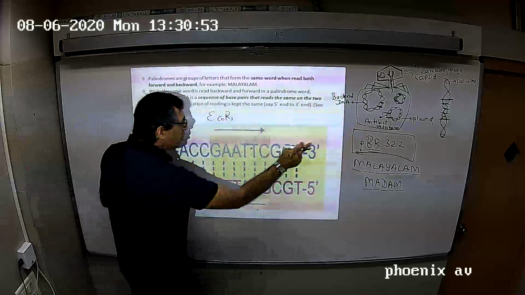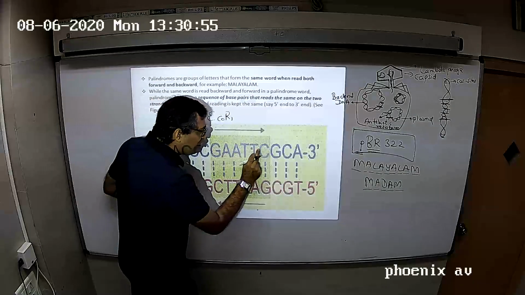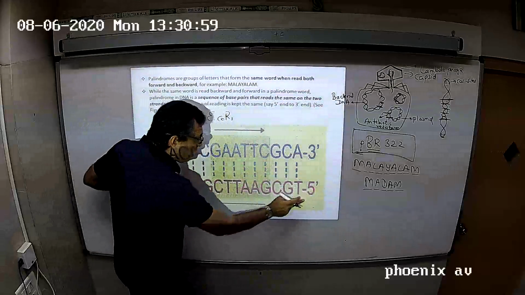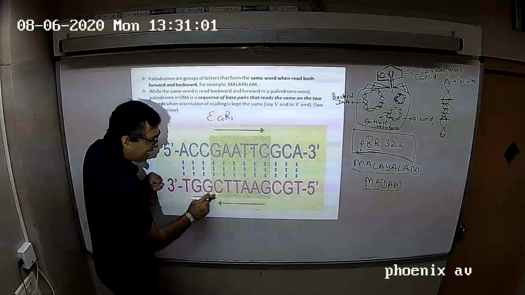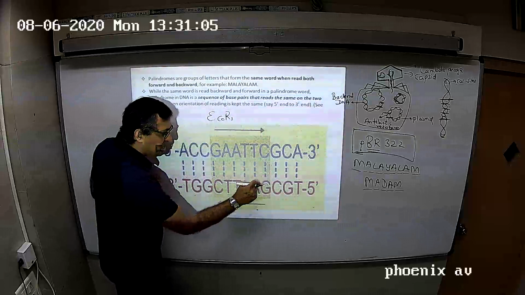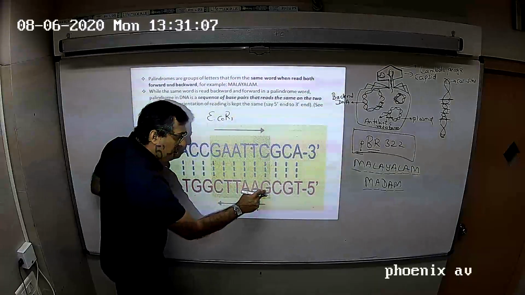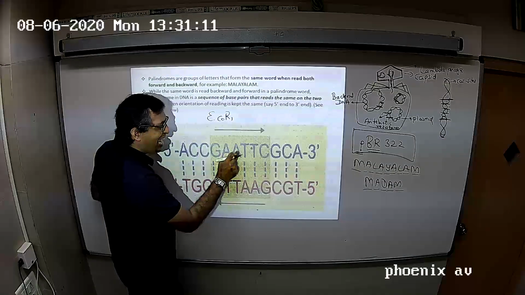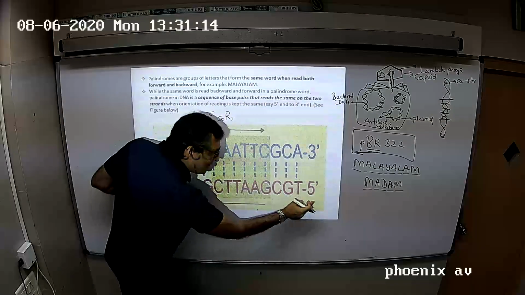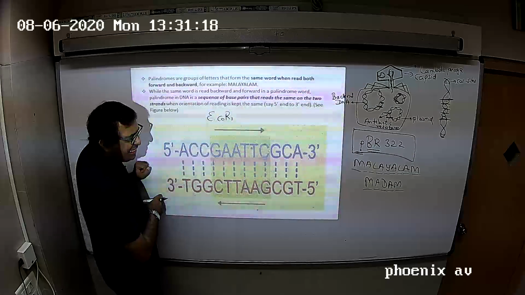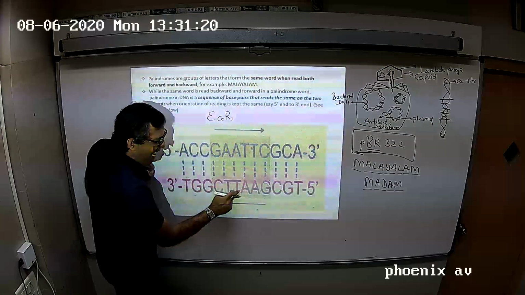Sir, 5' to 3' what is this sequence? GAATTC. So 3' to 5' what is the sequence? G pairs with C, A pairs with T, A pairs with T, T pairs with A, T pairs with A, C pairs with G. But if you read 5' to 3' it is GAATTC. If it is read in the other strand from 5' to 3', what is the sequence? GAATTC.